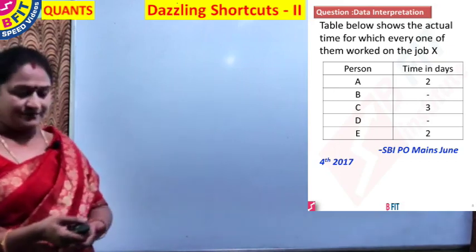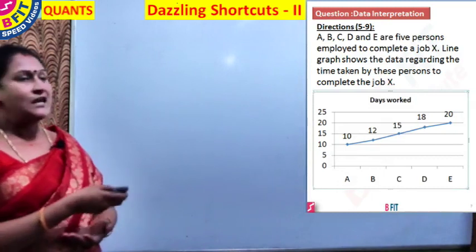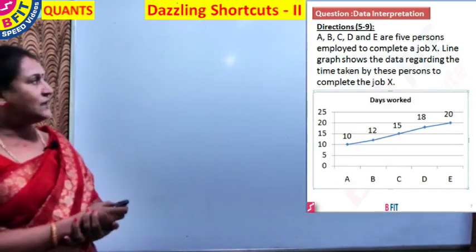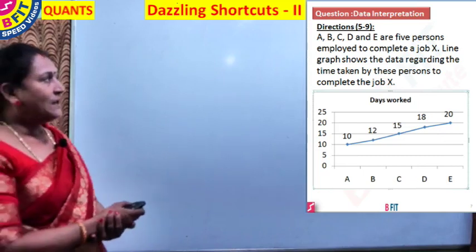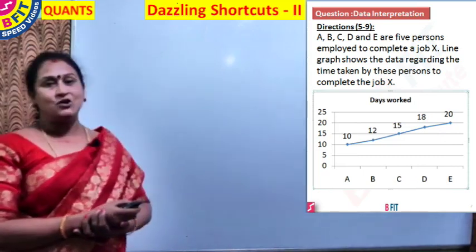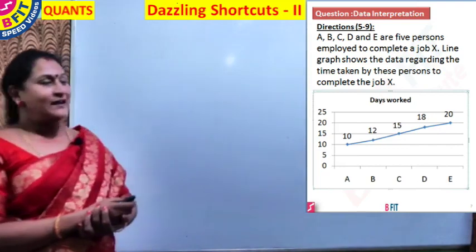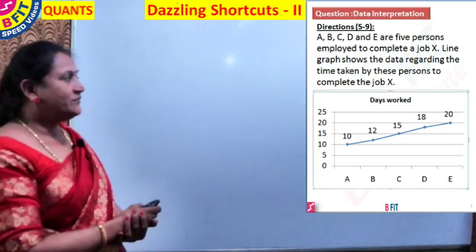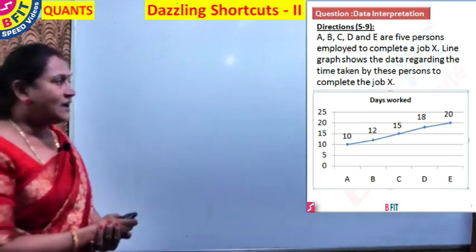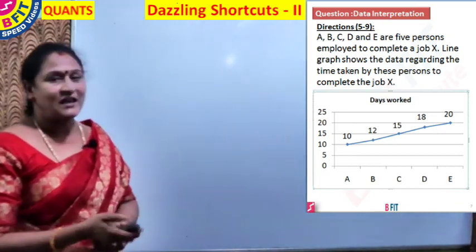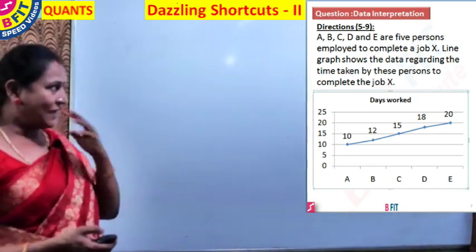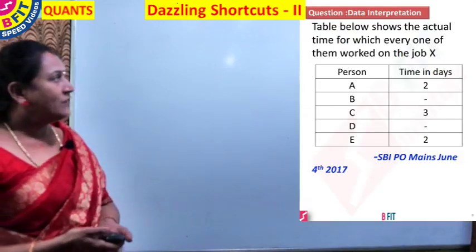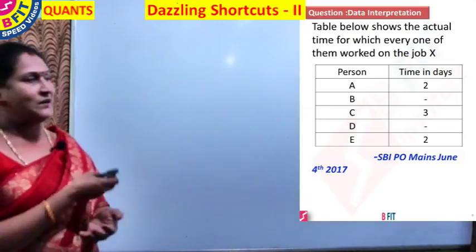First, with this data, I'll explain the question to you. Here there are 5 persons, A, B, C, D and E, and they are completing a job X. A takes 10 days to complete the job, B takes 12 days, C 15 days, D 18 days and E 20 days. With this we have a table, in which the actual time which they have worked on that job is given. And now we have 5 questions following, based on this.